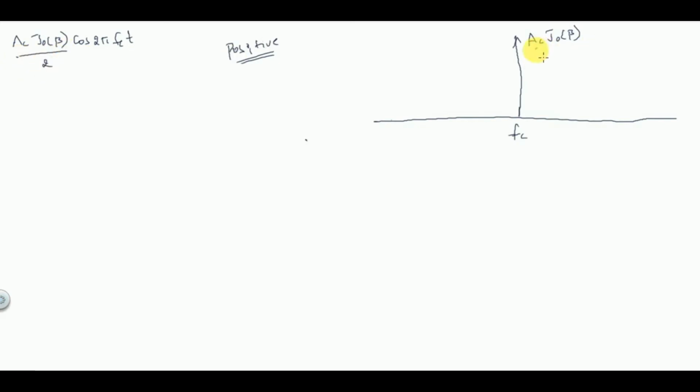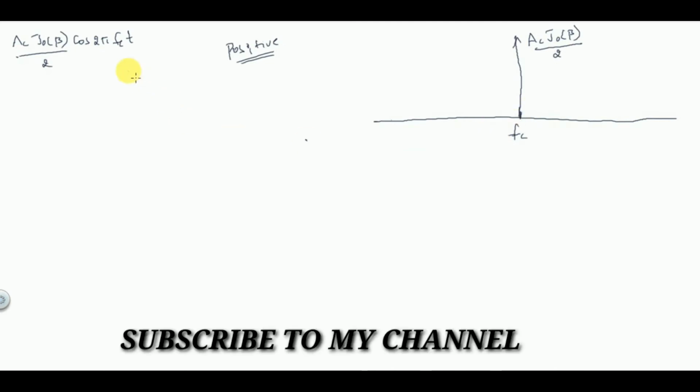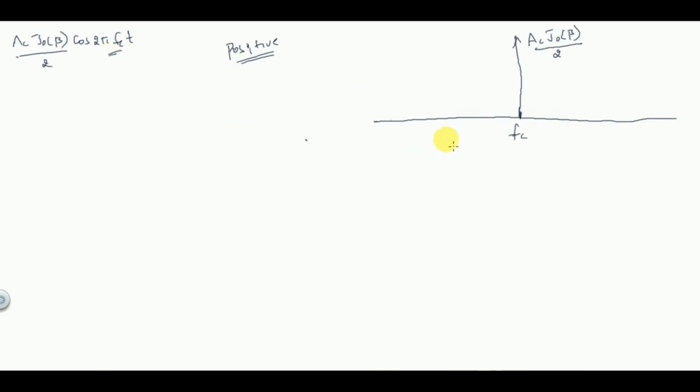So this becomes Ac J0 of beta by 2. I'm drawing only for positive frequencies, only for Fc. Minus Fc is negative frequency, which I'm not considering, as it is not required for us. Right, what is the second term which we have?